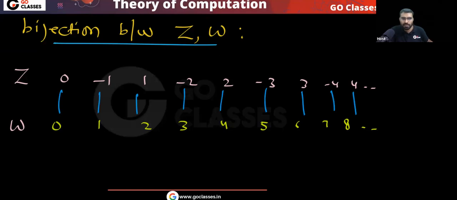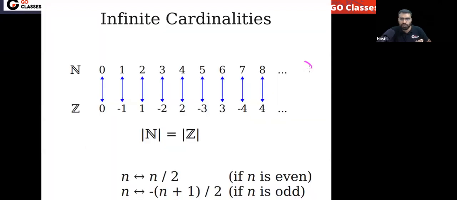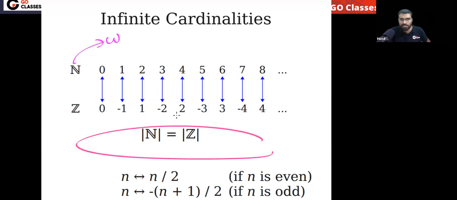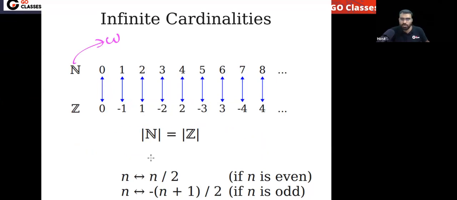Okay, is this clear? Let me know. Is this understood? So this is the simple proof that there is a bijection. So can I say, because there exists a bijection between W and Z, that they have the same cardinality? Yes or no? They have the same cardinality. Is this clear? Please tell me.